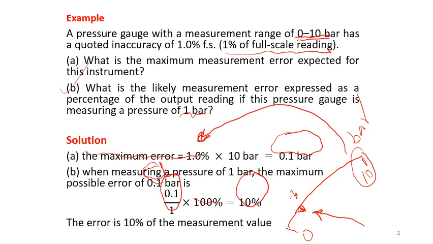How about if I measure 1 bar? The percentage of error will be 10%. This tells us that if you measure a value far from the full scale, you are going to get a bigger error. So always keep in mind to select the scale which is close to the value to be measured, but the value to be measured must be smaller than the scale. This is for sure: the value to be measured is smaller than the full scale, but close to it.